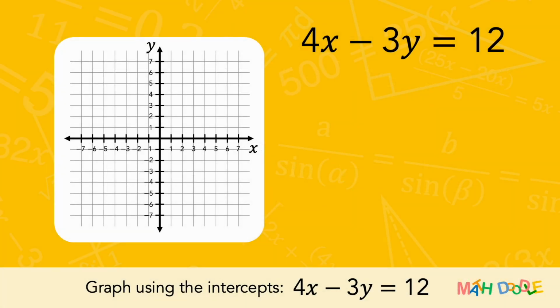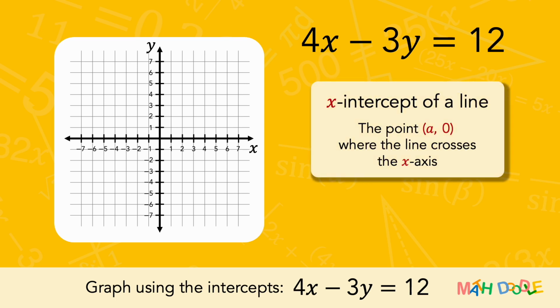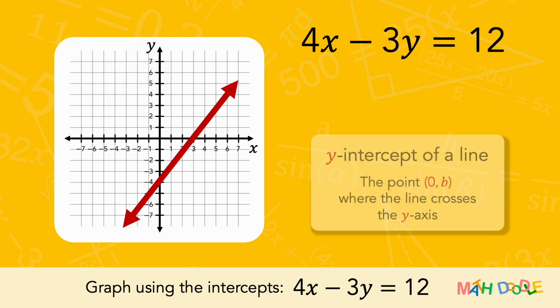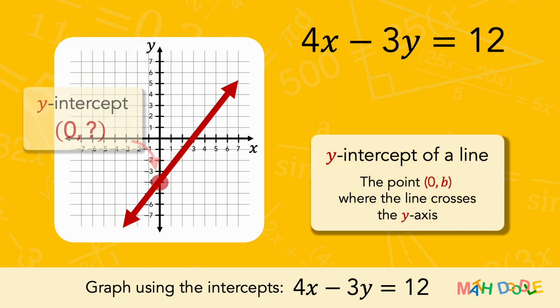To graph the equation of 4x minus 3y equals 12, we are going to use the x and y-intercepts of the line. The x-intercept of a line is the point where the line crosses the x-axis, and it has a y-coordinate of 0. On the other hand, the y-intercept of a line is the point where the line crosses the y-axis, and it has an x-coordinate of 0.